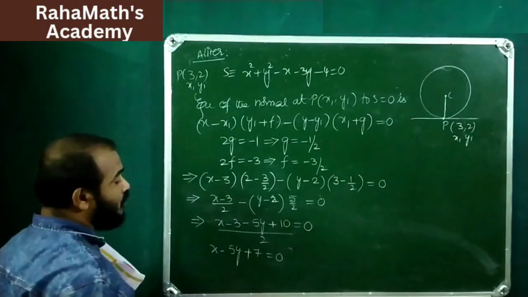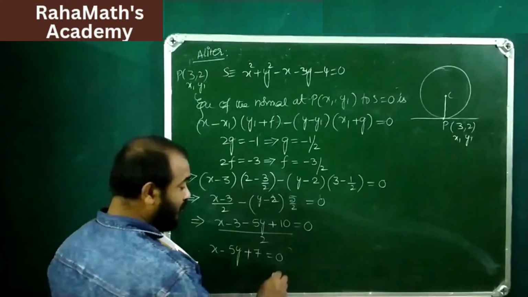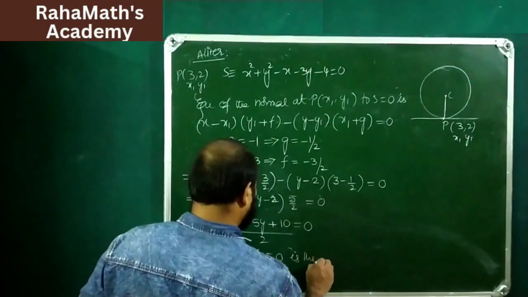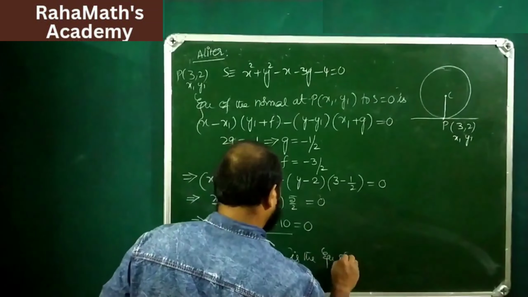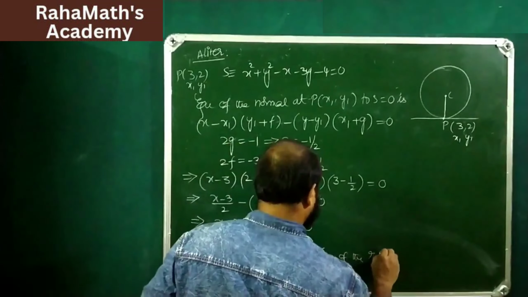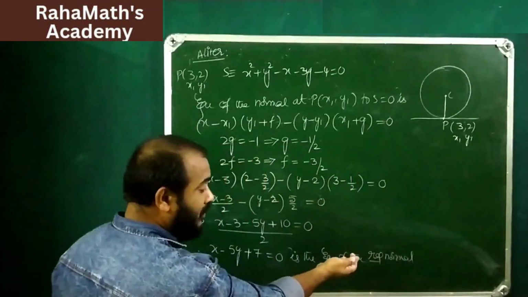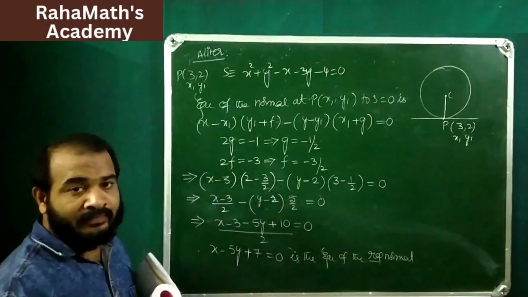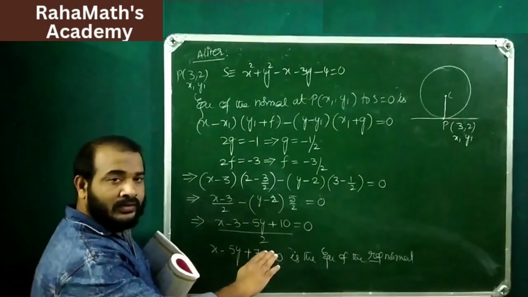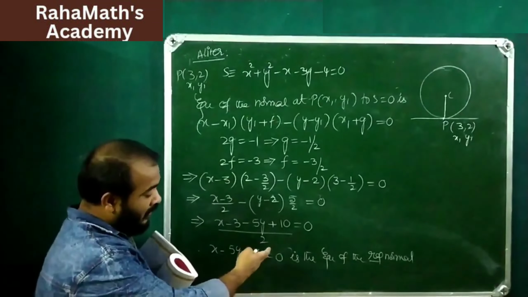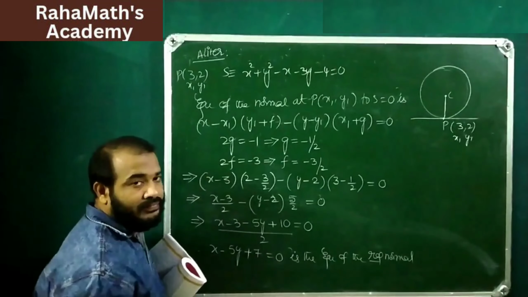Plus 7 equals 0 is the equation of the required normal. This you may compare with the previous method. So you can check, both the equations are the same.